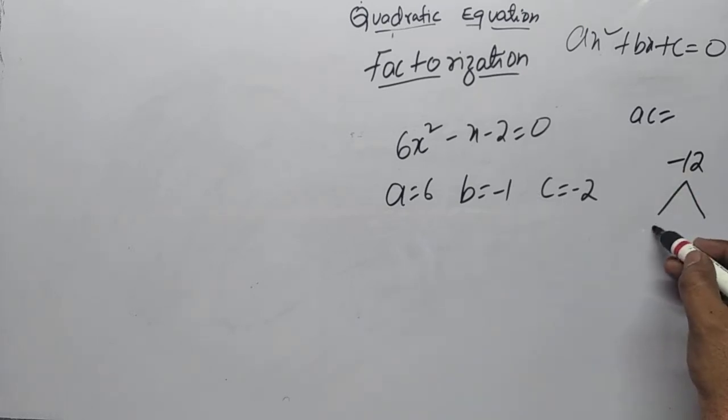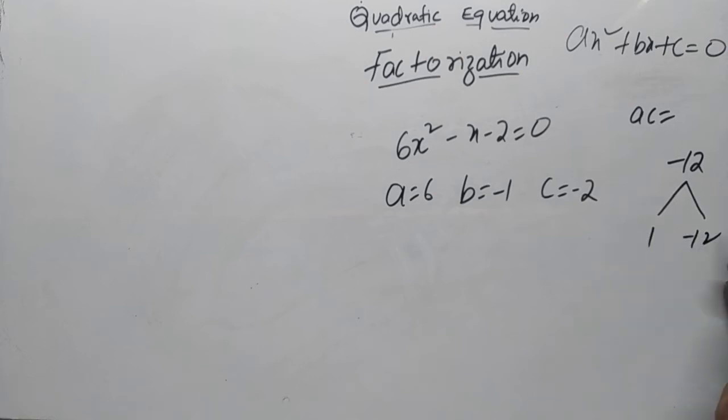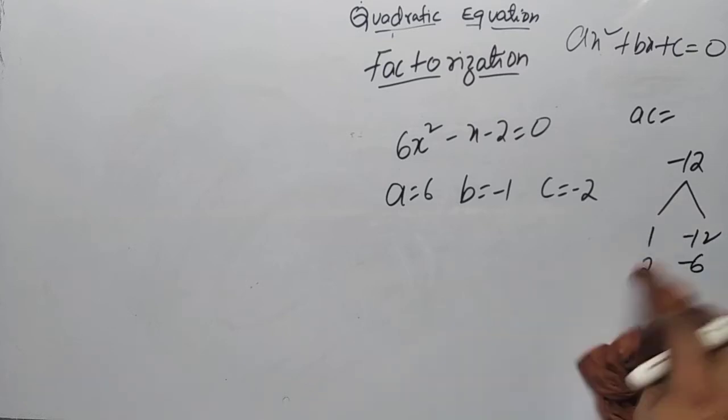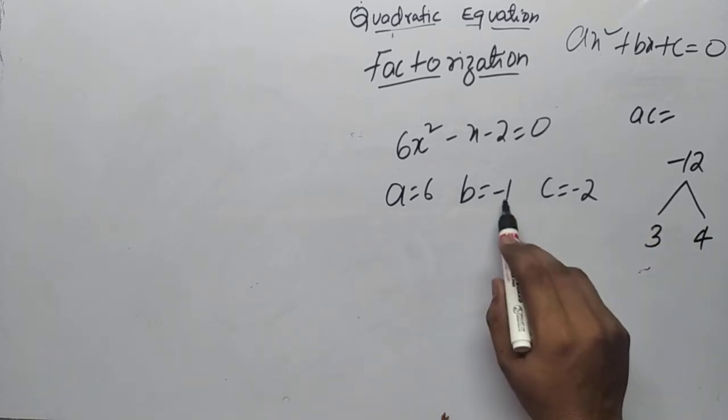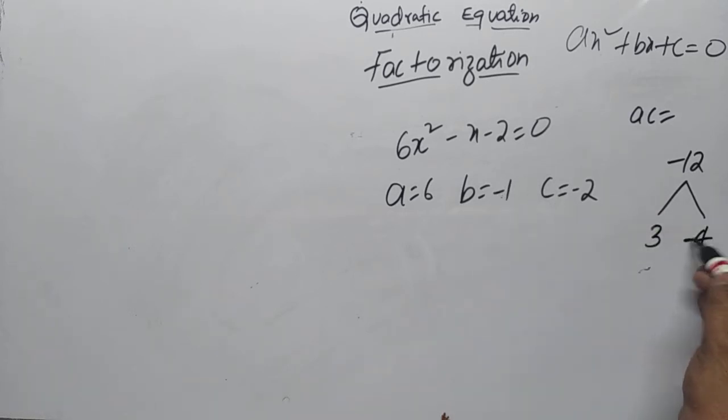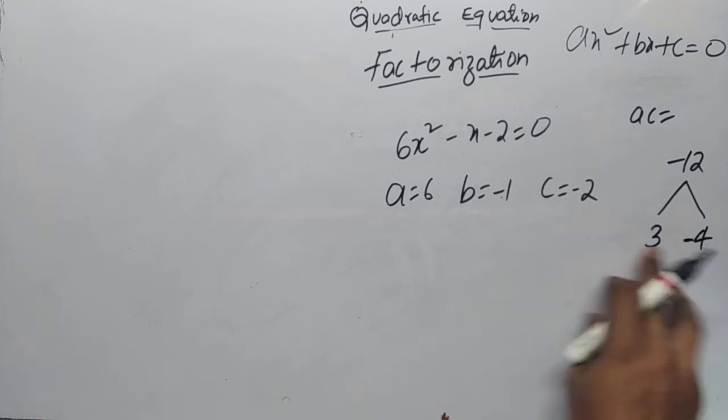You try first 1 into 12. Suppose 1 into minus 12, if you add, we get minus 11. Next, the 2 table: 2 sixes are 12, so we get 4. Then 3 fours are 12. Here we have to get minus 1, so if the bigger number has a minus sign, then we will get minus.